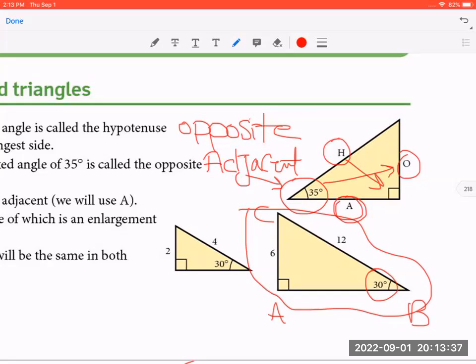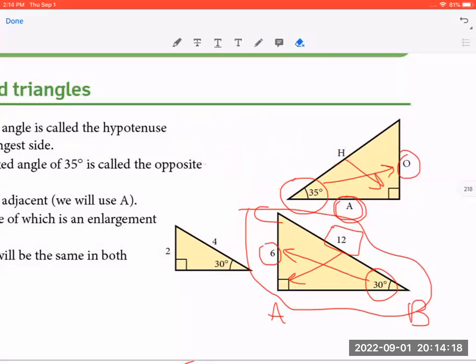AC. Yes, again, 12 is the one that is opposite to the 90, so it is called the hypotenuse. 6 is opposite to 30 degrees. And what is the adjacent? The adjacent is the one beside the angle. So what is it? AB. Yes, AB, correct.